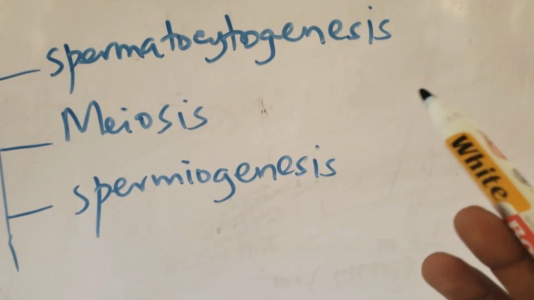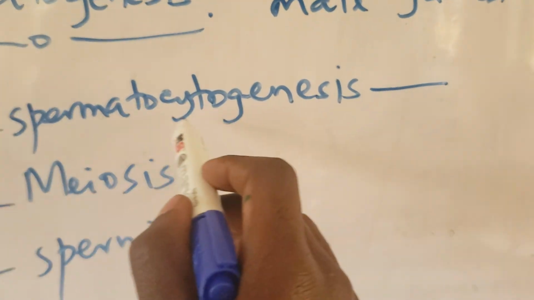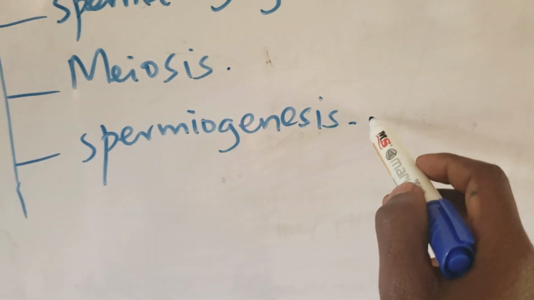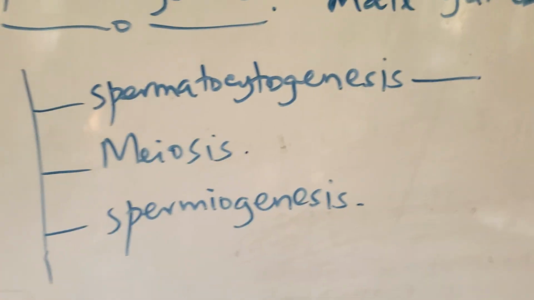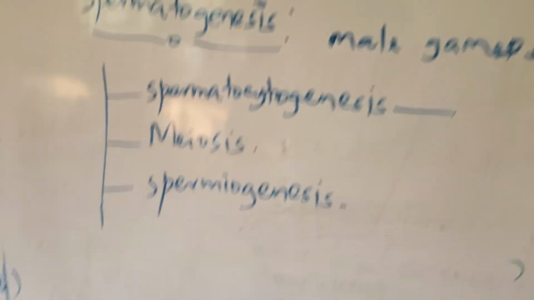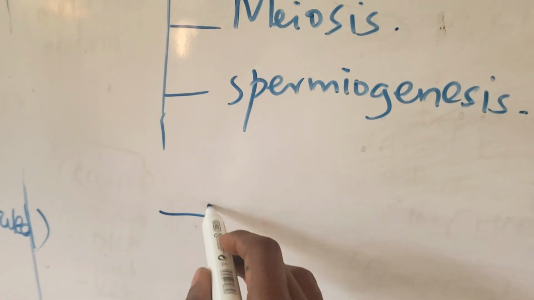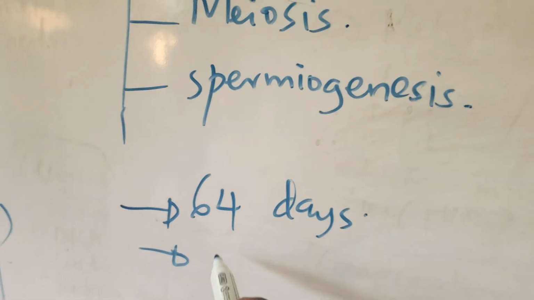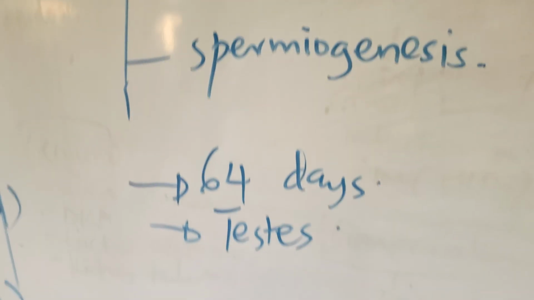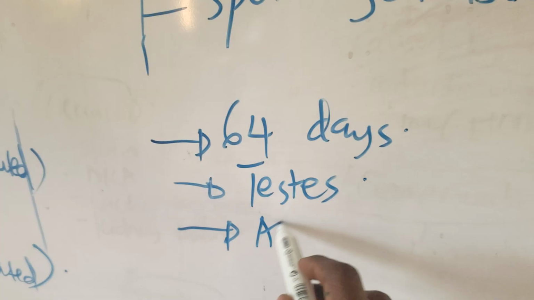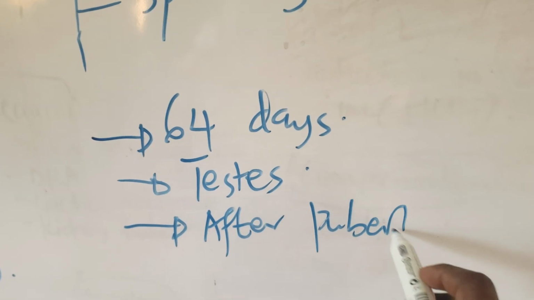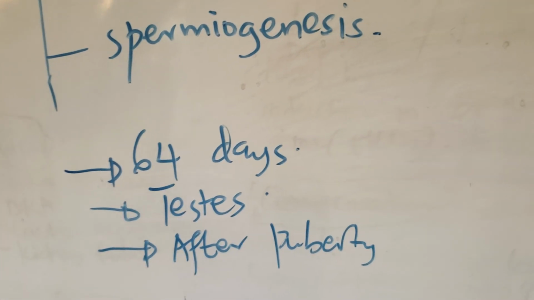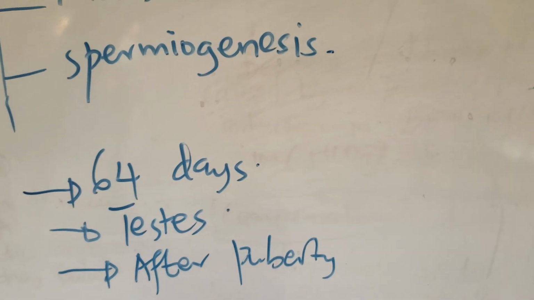Spermatocytogenesis, as you hear, we are forming spermatocytes. Then we are having meiosis, and then we are having morphological changes after formation of the spermatid. We also need to know that this process takes about 64 days, and it takes place in the testes, and it starts after puberty. It's not like oogenesis, which starts before birth.